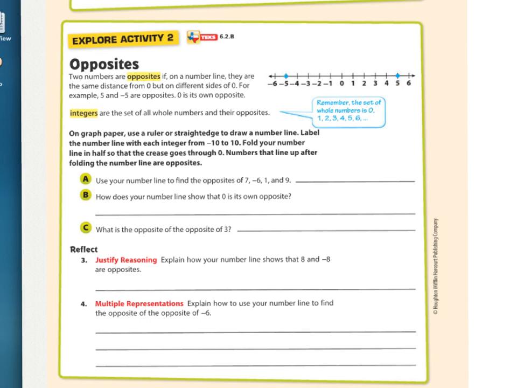Now let's talk about opposites. So this is your third definition. Opposites are 2 numbers that are the same distance from 0, but they're on different sides. For example, 5 and -5 are opposites. Write it down, please. Opposites: 2 numbers that are the same distance from 0, but on different sides of 0. And they graphed 5 and -5 for you. So the opposite of 5 is -5. They're both 5 units away from 0.